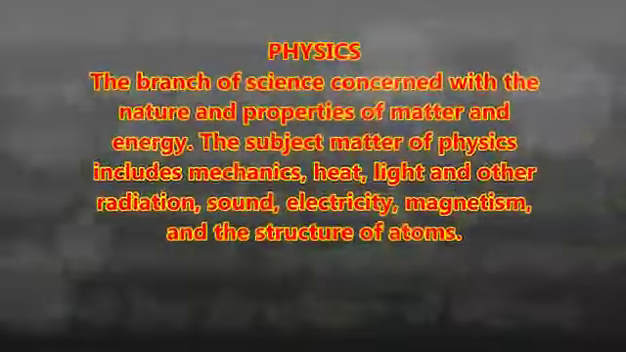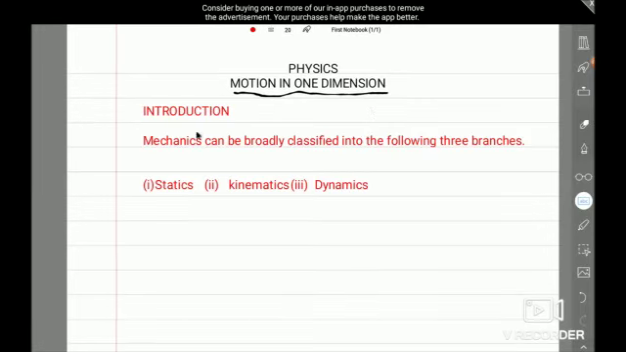The definition of motion is, we say the object is in motion when its position keeps on changing with respect to its surrounding and time. Okay, this is called motion, or in other words we can say an object is said to be in motion if its position changes with respect to its surrounding in a given time.